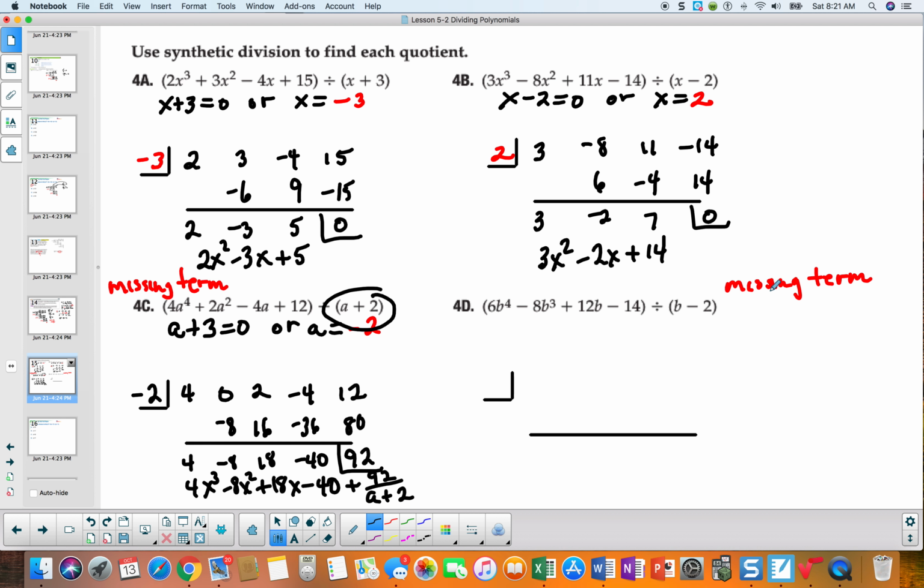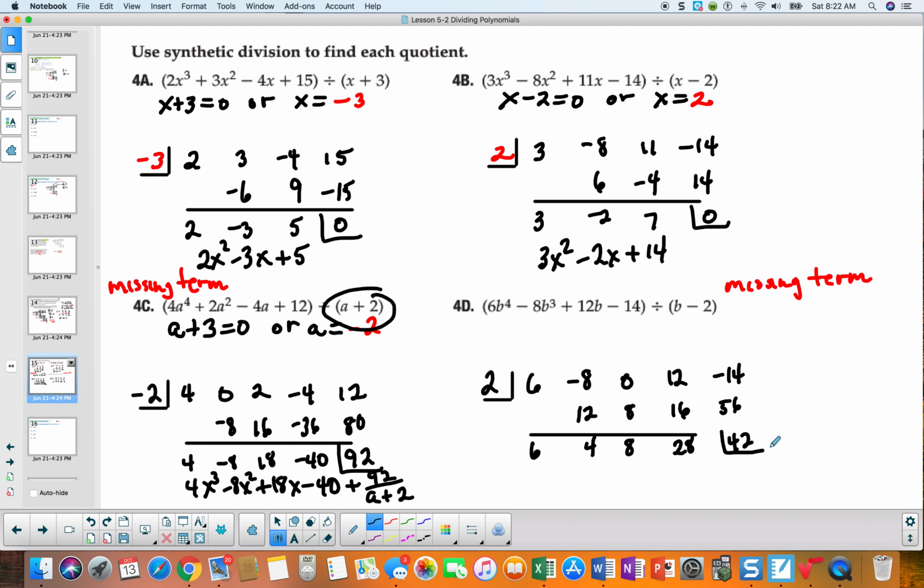Okay, let's go ahead and do this one. Again, my r is going to be a 2, and I am missing a term, but this time I'm missing the square term. So this is going to be a 6, negative 8, 0, 12, negative 14. All right, bring down, that's a 6, multiply, that's 12. We'll have a 4, multiply, that's 8, add 8, multiply, that's going to be a 16, 28, multiply, that's going to be 56, and then that answer is going to be a 42.